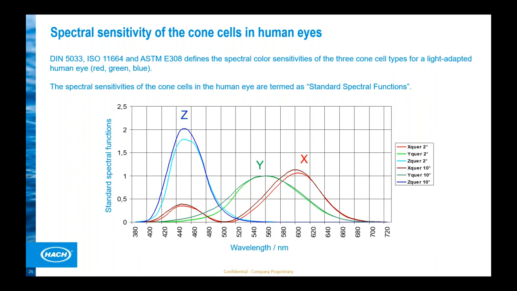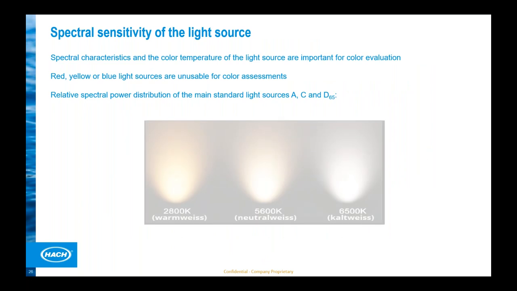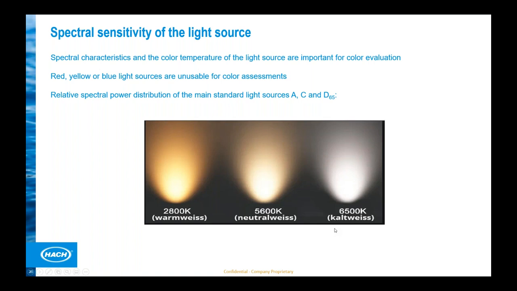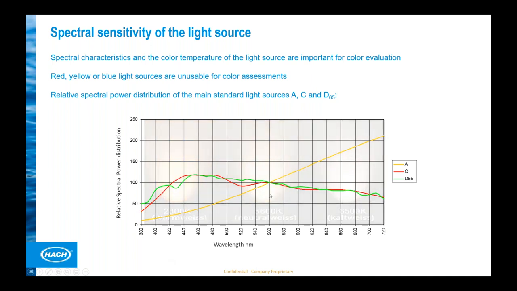As we have seen in the ASTM standard, the light source is also very important. If we view under candlelight, then everything is more or less yellow. Then we have brighter colors, and then we are talking about neutral white, or even daylight. We can have up to 6500 Kelvin. It's more of a cold light source. There are a lot of light sources available in reality, but for the color measurement itself, there are three most important definitions, which are the light sources A, C, and D65.